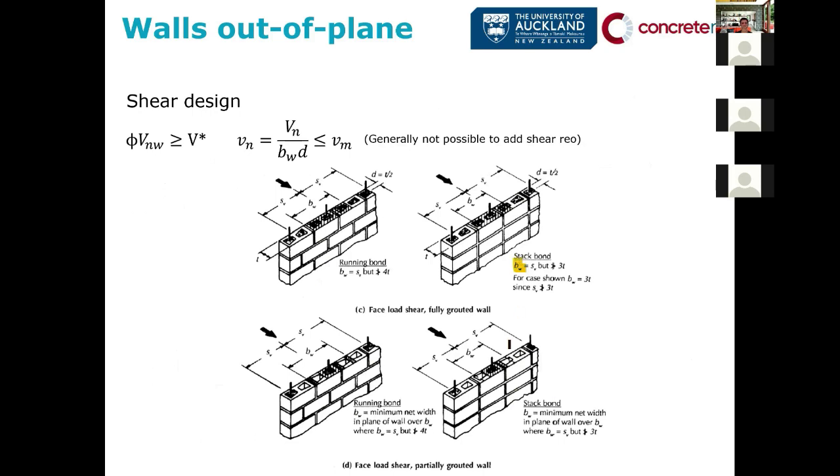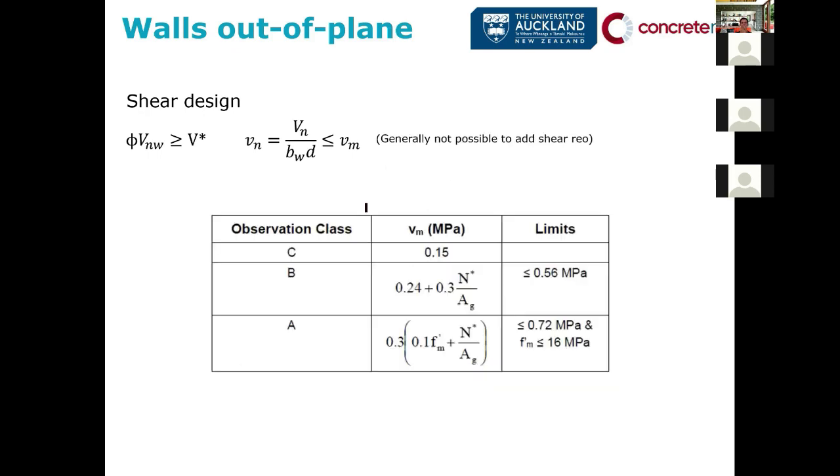On the other hand, it's simpler because typically we cannot have shear reinforcement. So we calculate the contribution of the masonry. It has to be always smaller. There's a limit on how much contribution we can have. In our case, we have type B, sorry. So this is our limitation for fvm.